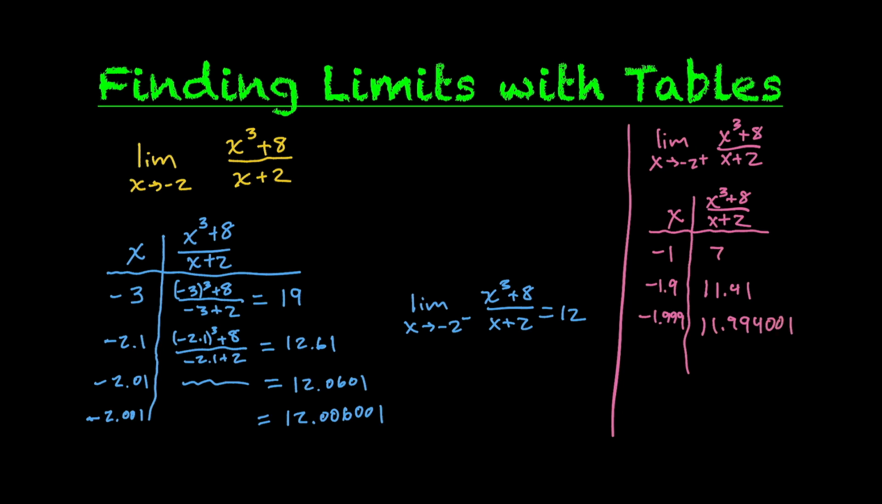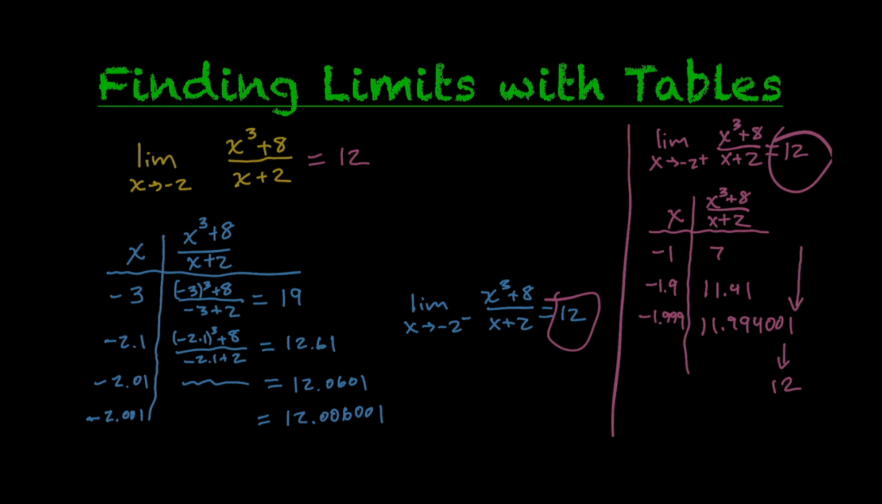11.994001. And again, we can see that these values, as we go farther and further down the table or closer and closer to negative 2, are all going towards 12, just the same. Okay? And in fact, you're going to learn a property of limits later in calculus that says that the limit only exists if these two one-sided limits go to the same value, which they do. They both go to 12. So that means that our overall answer is 12.